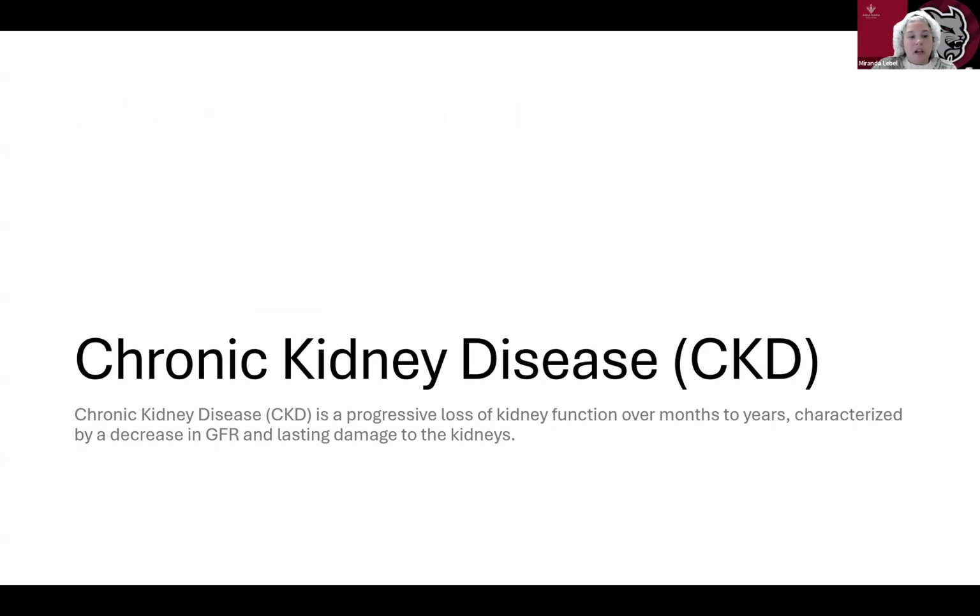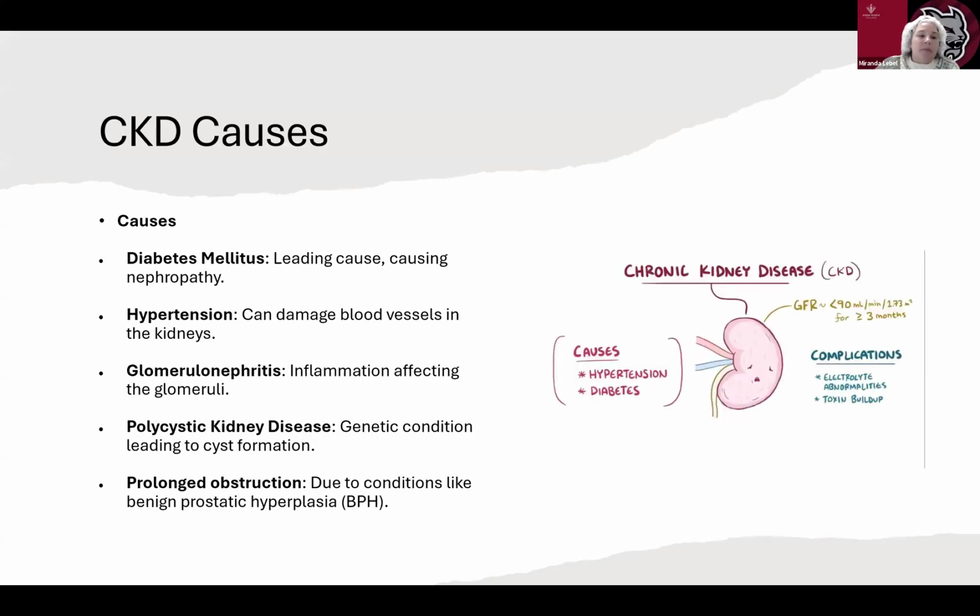So now we're going to talk about chronic kidney disease. Chronic kidney disease is a progressive loss of kidney function over months to years. AKI was days to weeks. CKD is months to years. And it's characterized by a decrease in GFR and lasting damage to the kidneys. Causes are going to be diabetes, hypertension, glomerular nephritis, polycystic kidney disease, and prolonged obstruction.